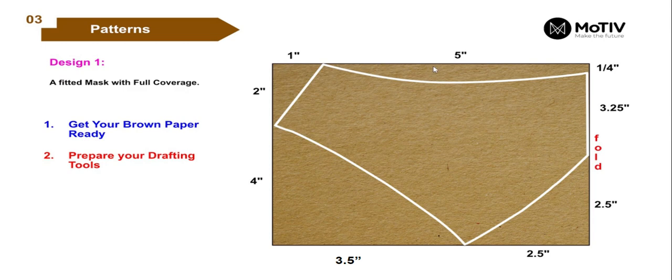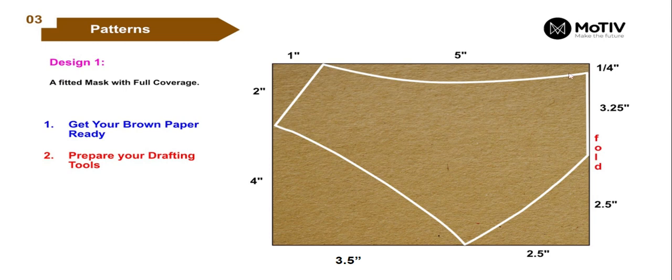So you are going to be demarcating measurements. From here up to here, it's 5 inches. From here up to there, it's 1 inch. Then from that point up to that point is 2 inches. Then up to this point is 4 inches. Then 3.5 inches. Then 2.5 inches. And up to here is 2.5 inches. Then up to this point is 3.25 inches. Then you have a quarter inch right there.